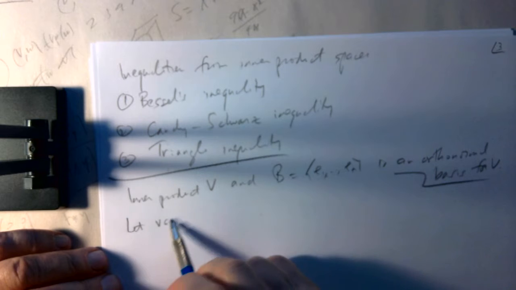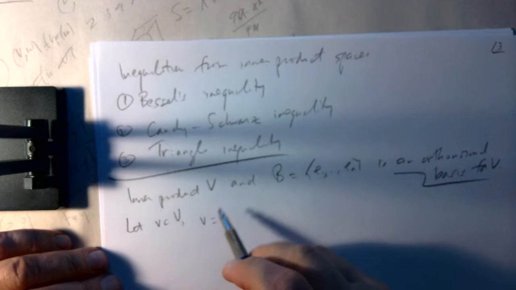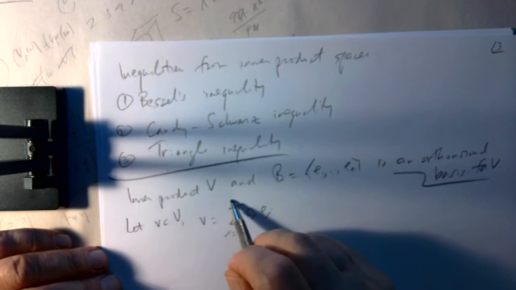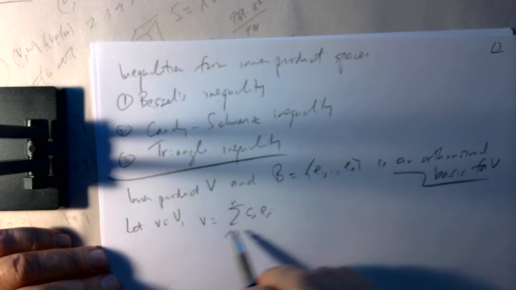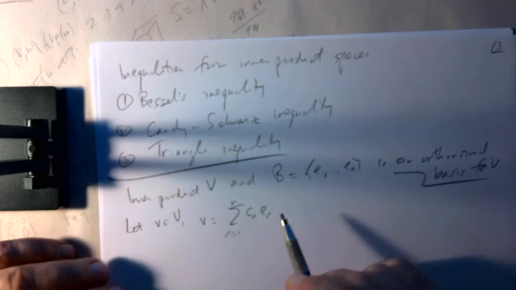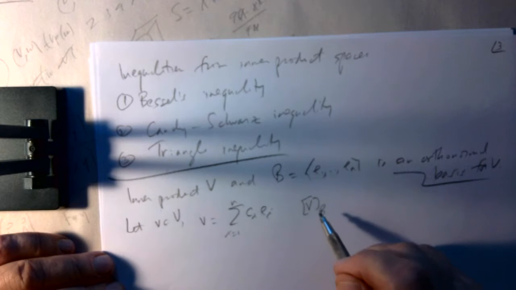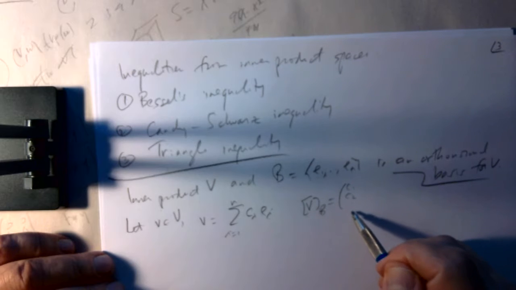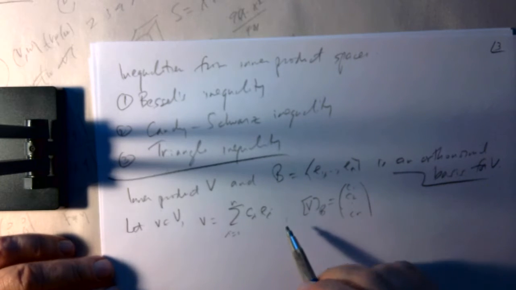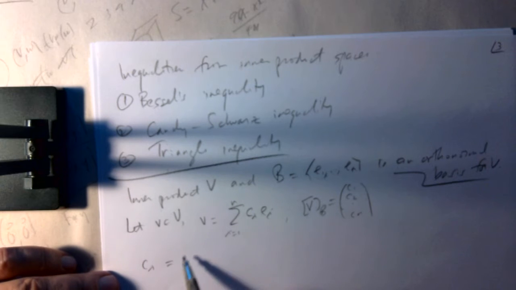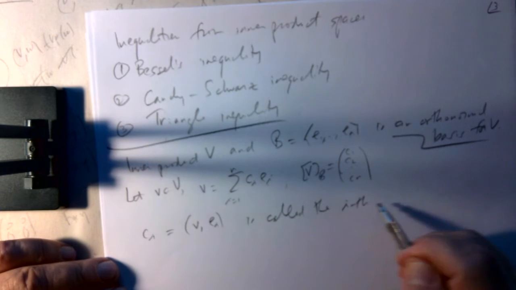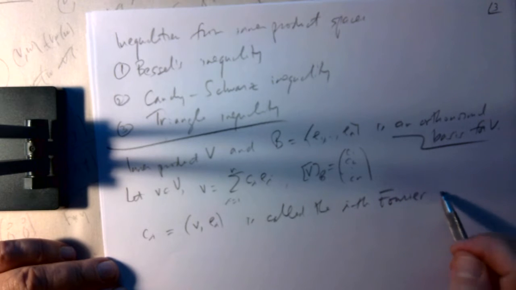So let V be a vector, and we can write V always as the sum of C sub i, E sub i, i goes from 1 up to n. So this is the unique expansion of V as a linear combination of the basis vectors. So the coordinate vector for V with respect to the basis B is C1 to Cn. And C sub i, which is the inner product of V with the basis vector E sub i, is called the ith Fourier coefficient.